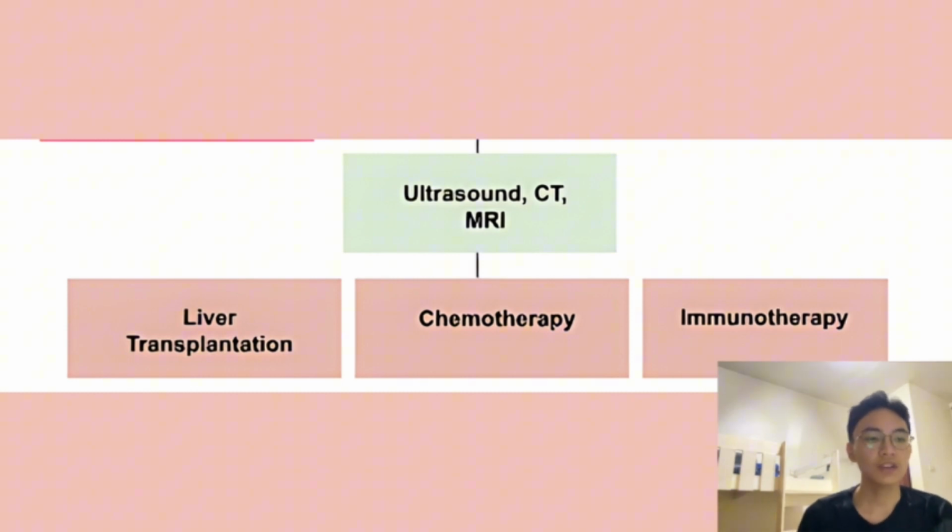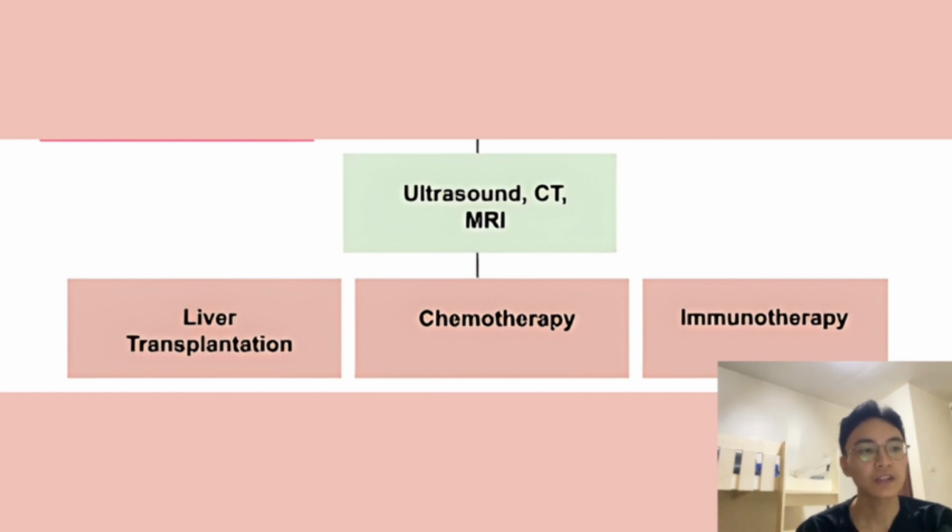So usually, what are the typical management options for this? We have liver transplant, immunotherapy, and of course, chemotherapy. Firstly, we have liver transplantation, or the liver transplant.